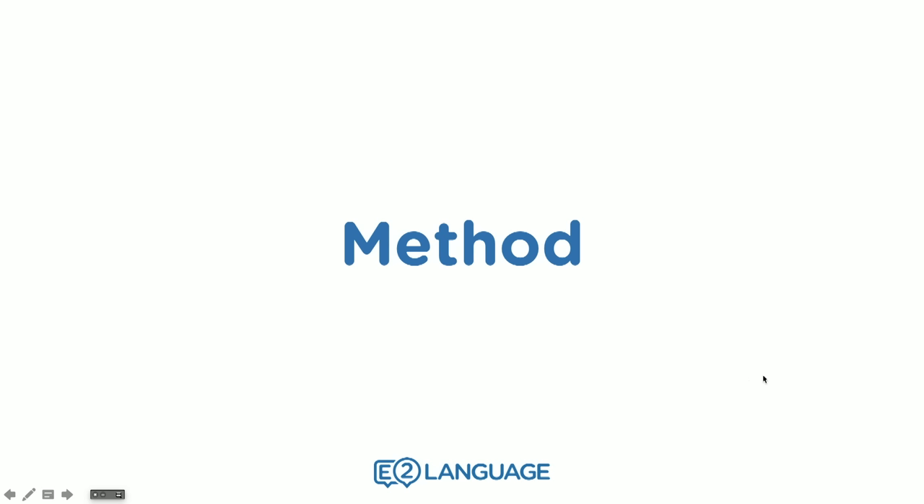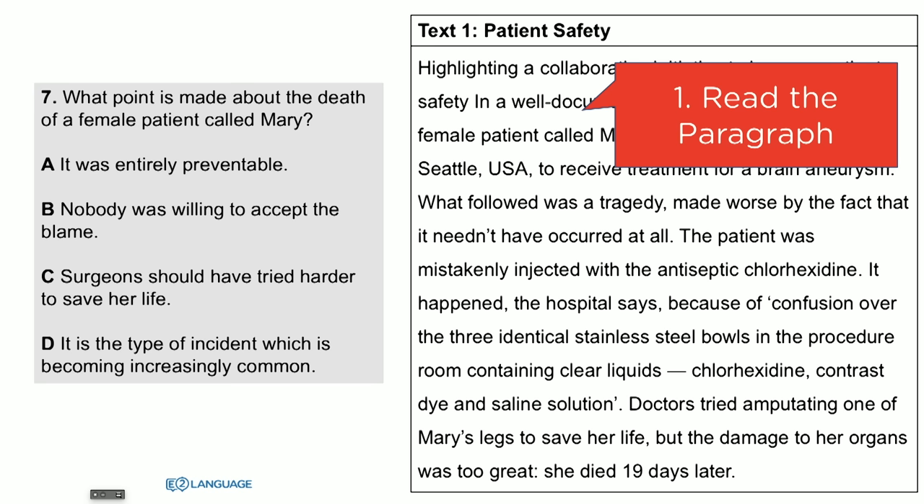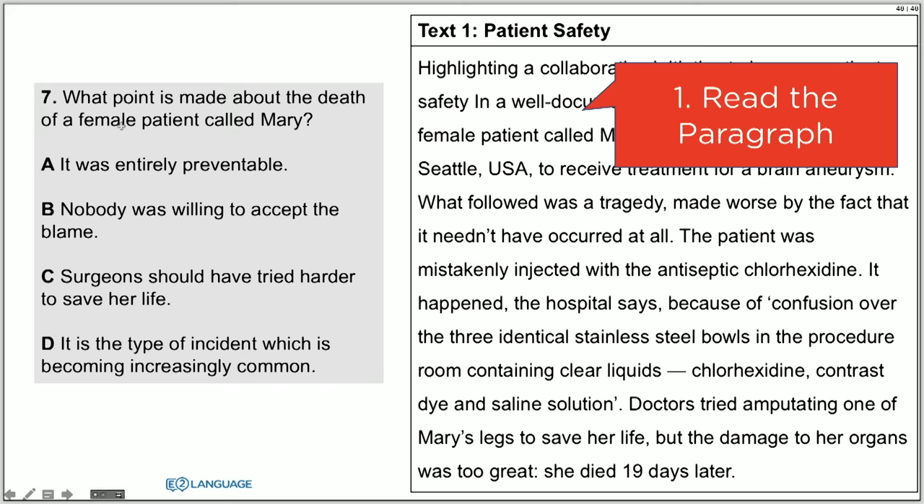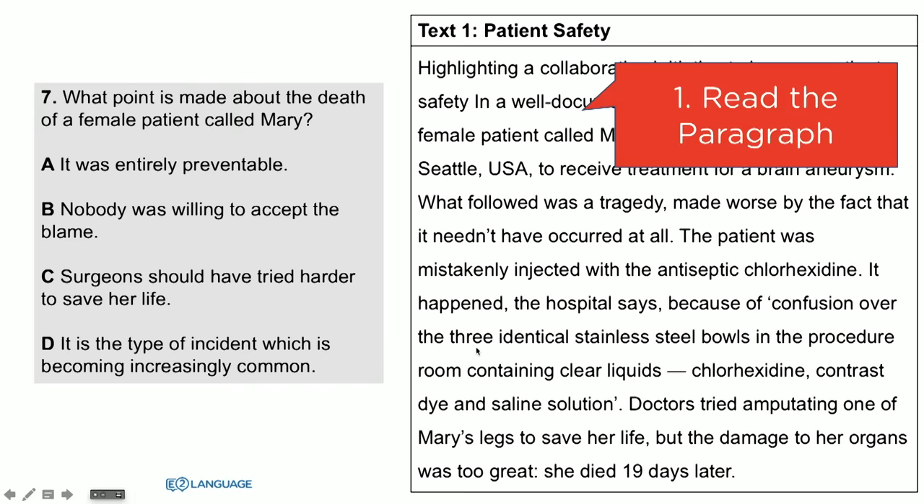All right, let's have a look at the method for Reading Part C, because there is a method to this subtest. What you need to do first is read the paragraph. What you don't want to do is read all of this information and confuse yourself before you've read the paragraph. Remember, this is a reading test. There's no way to trick your way to the right answer. It really does require you to read and understand the paragraph.